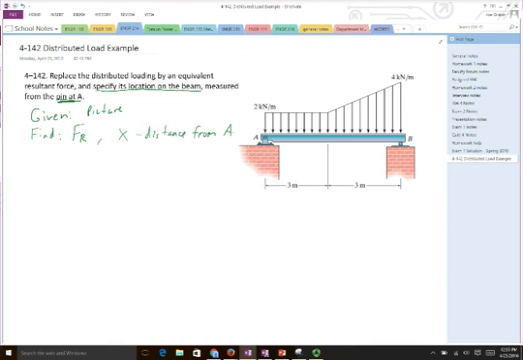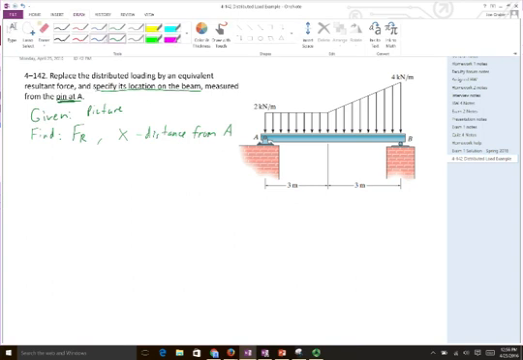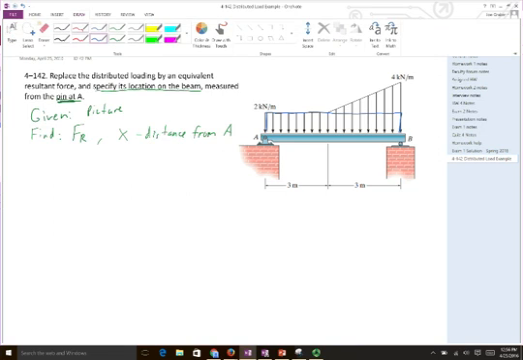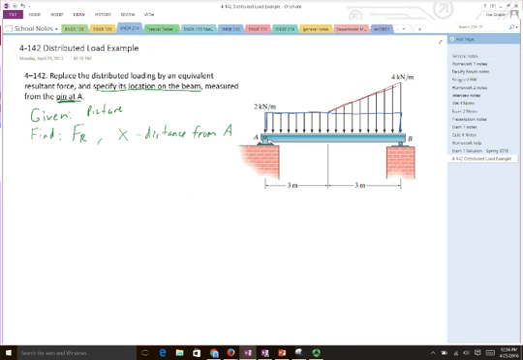Okay, so what we have to do first is figure out how to get the resultant force. Now that is fairly easy because in this case we have a loading equation that makes nice geometric shapes for us. As you can see, I can make two shapes with this. I'm going to make a blue rectangle. Okay, that's a blue rectangle, and then I can make a red triangle.